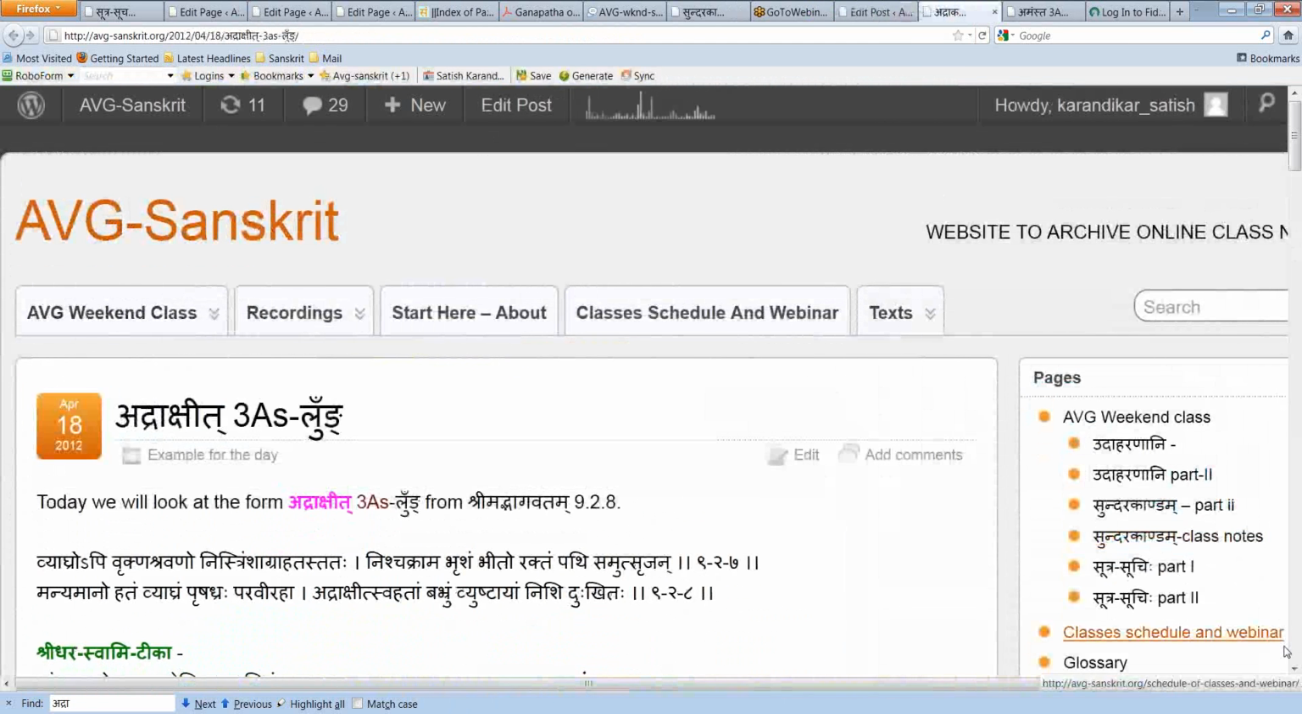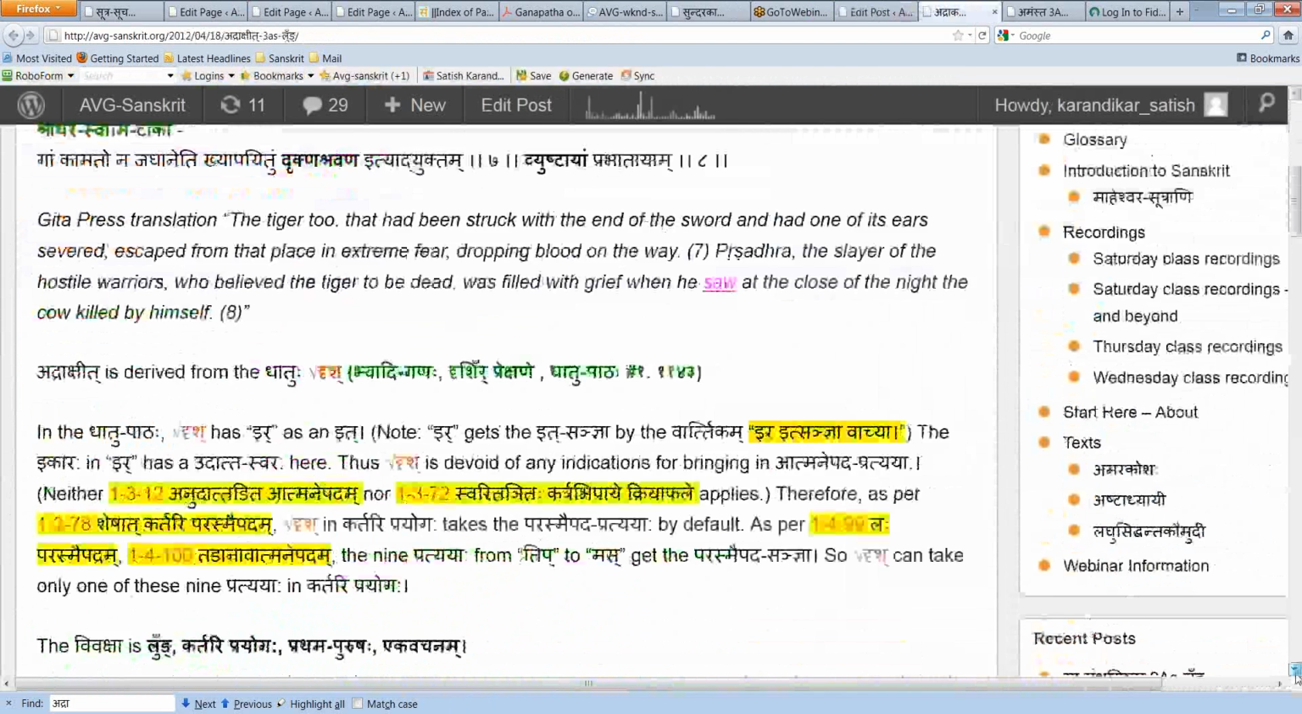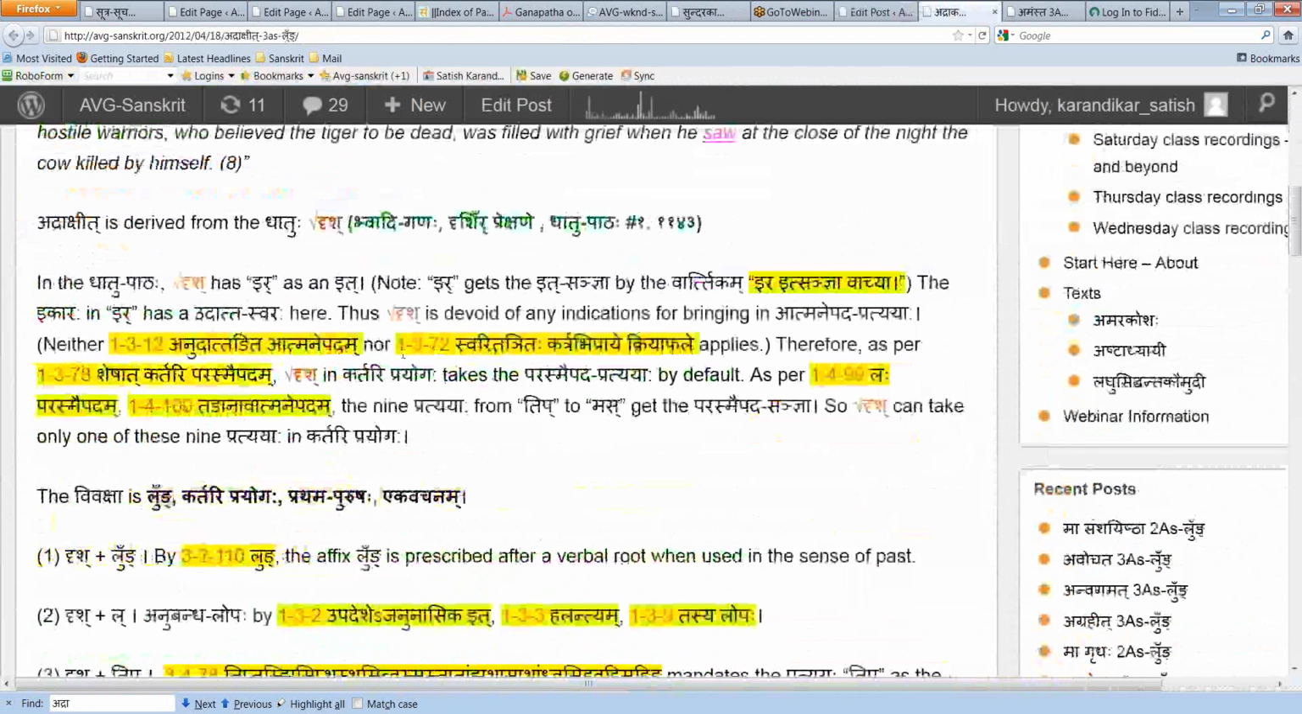Okay, Adrakshit. Adrakshit form is basically the same steps we just did. Dhatu Drish, Drishya Prekshane. The ir gets the Itsanya by ira Itsanya. Vacha is Udatta Swaraha. So the ir has Udatta, the Ikara of it, ir has Udatta Swaraha. So it's basically a Prasnipadi Dhatuhu.